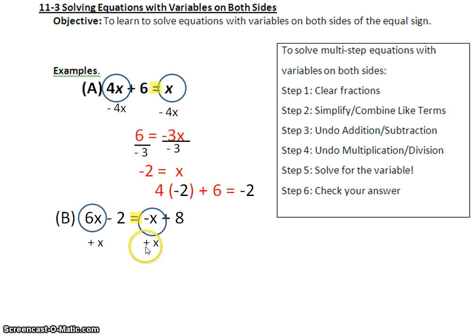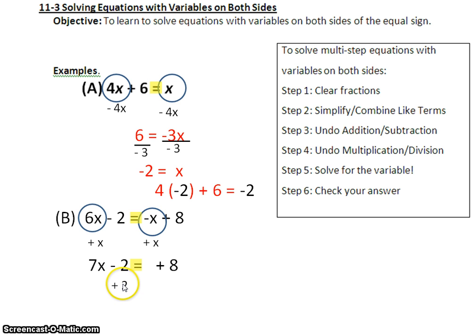The minus x and the plus x will drop out. On the left-hand side, I have 6x plus x. That will come out to be 7x. I bring down the minus 2. I bring down the equal sign. And on the right side, all that's left is plus 8. Now we're going to isolate the variable. x is being multiplied by 7 and subtracted by 2. So I'm going to undo the subtraction by adding 2.